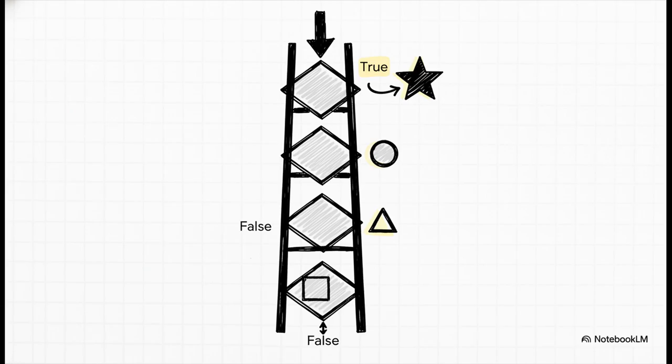If it's true, awesome. It does its thing and then jumps off the ladder completely. If it's false, it just moves down to the next rung and checks the next condition. It keeps climbing down until it finds a match. It's a really clean, elegant way to handle a whole bunch of different options.